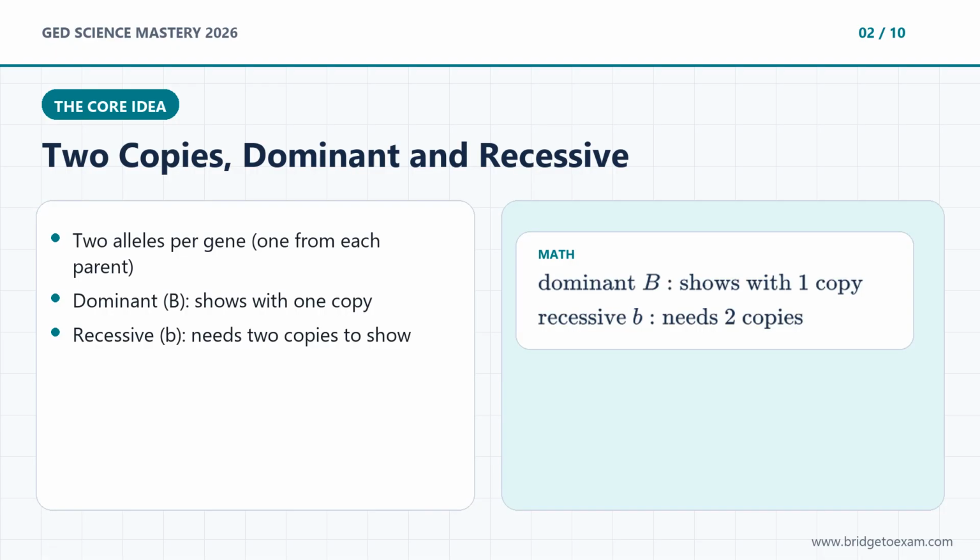Here is the core idea. You inherit 2 copies of each gene, one from each parent. Different versions of the same gene are called alleles. For example, a capital B for brown eyes and a lowercase b for blue. Some alleles are dominant. A dominant allele shows its trait even with just one copy, and we write it with a capital letter. Others are recessive. A recessive allele stays hidden unless there are 2 copies of it, and we write it lowercase. So brown can hide blue, but the blue is still carried quietly.